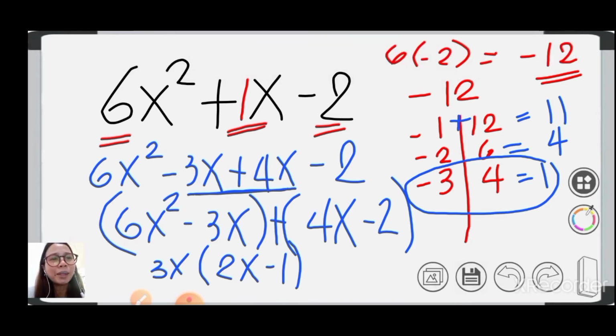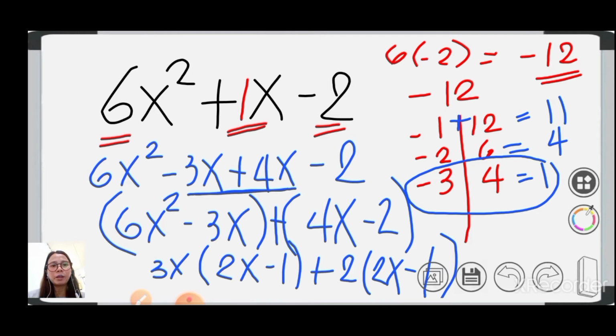Next, plus the second group, 4x minus 2, the GCF or the greatest common factor is 2. Then we have 2x minus 1. Okay. As you can see, we have 3x, the quantity of 2x minus 1, plus 2 times the quantity of 2x minus 1. Okay. So, having this, let us get our final answer.